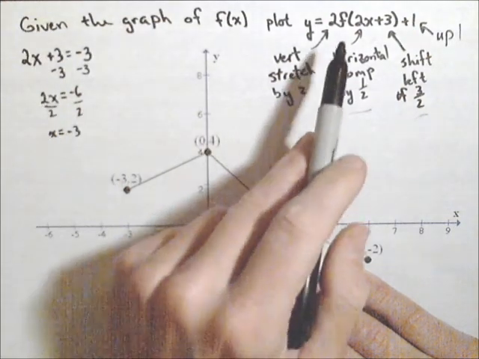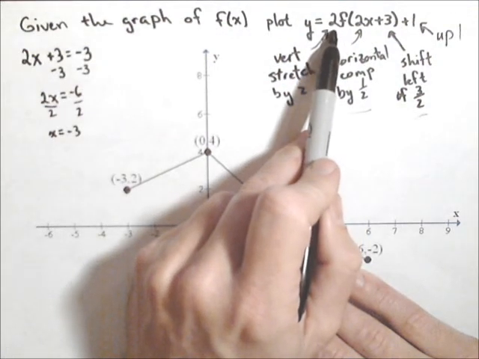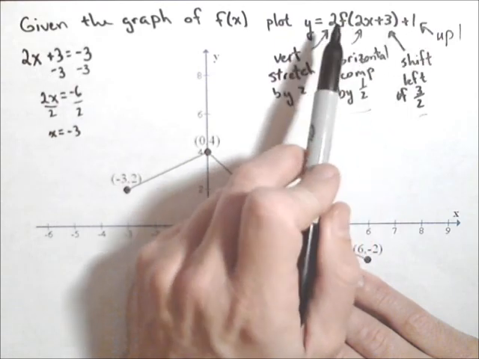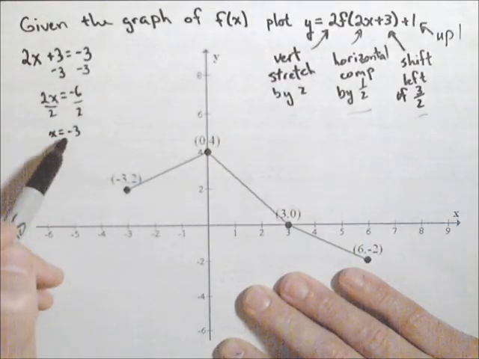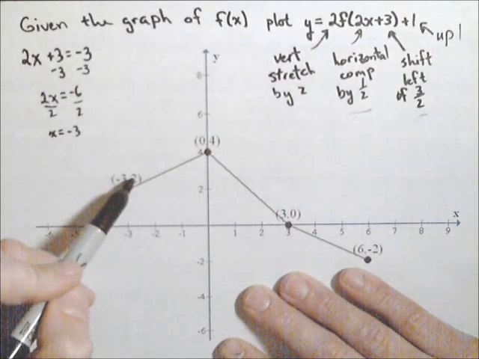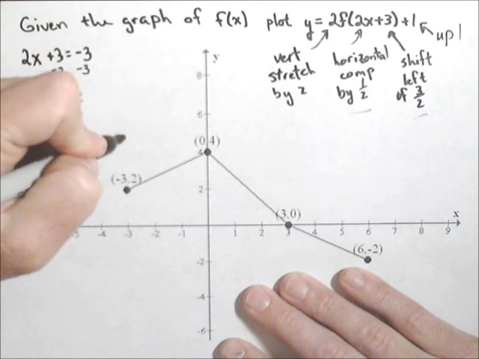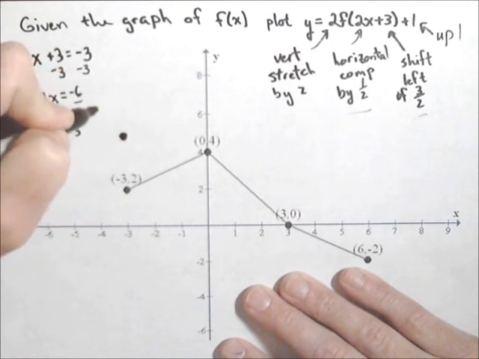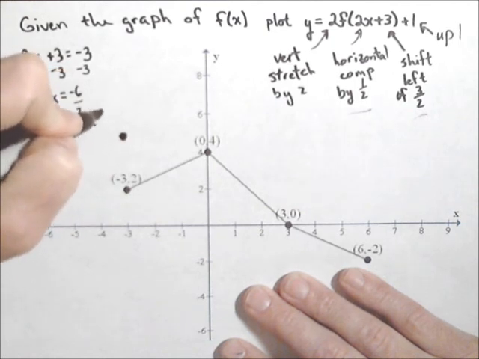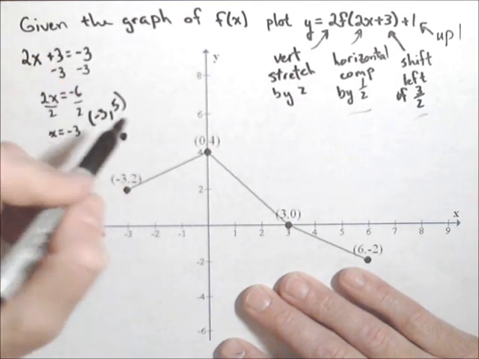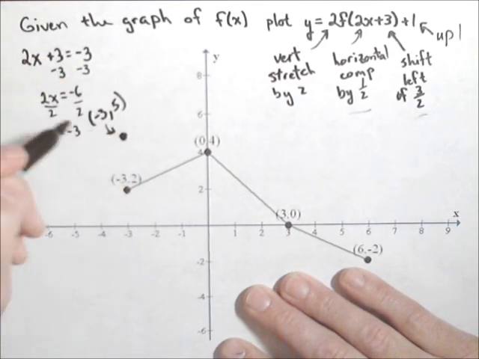Our y is a little more straightforward. A vertical stretch by 2 means we double it. Up by 1 means we add 1, and we go in order of operations. So we know the old y value is 2. We multiply it by 2, that's 4. Add 1 is 5. So this point becomes -3, 5. Maybe draw an arrow just to show that that's that point.